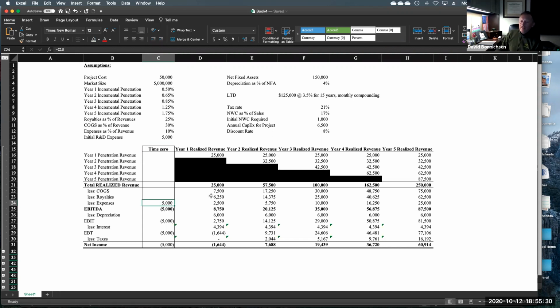Okay. And then as we move through the remainder of the income statement, depreciation, we are told that depreciation is 4% of the net fixed assets for the project. Done, right? EBIT is EBITDA minus depreciation. We've got that. Now we calculate our interest.